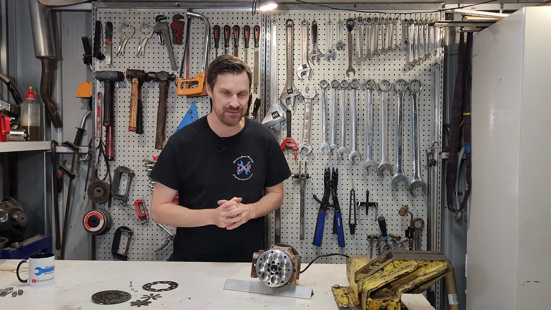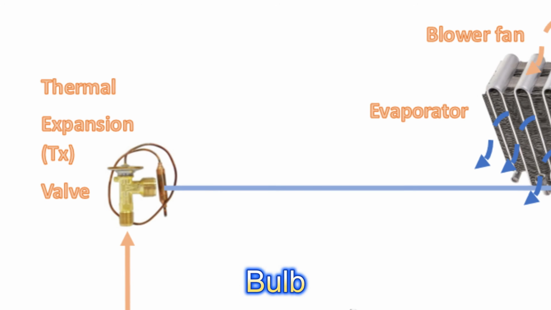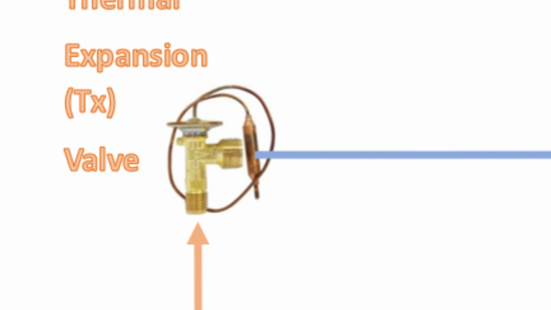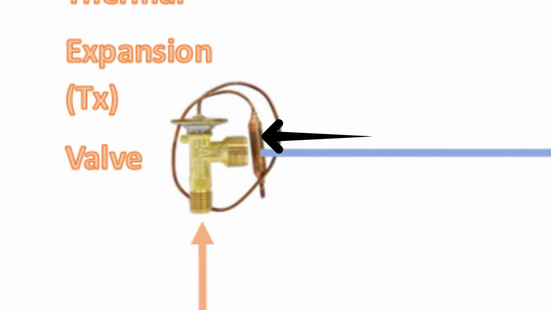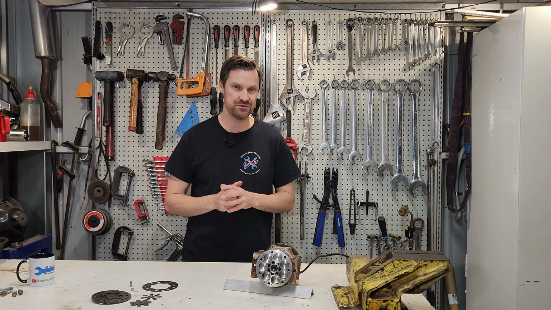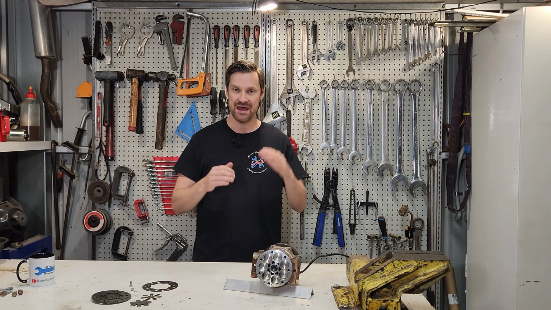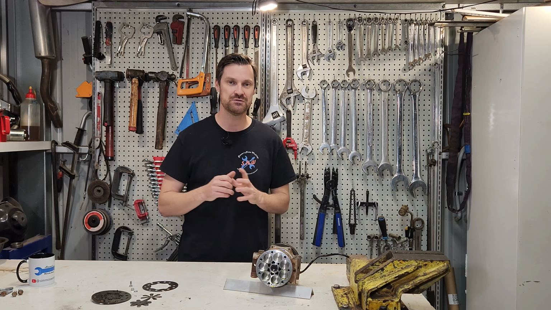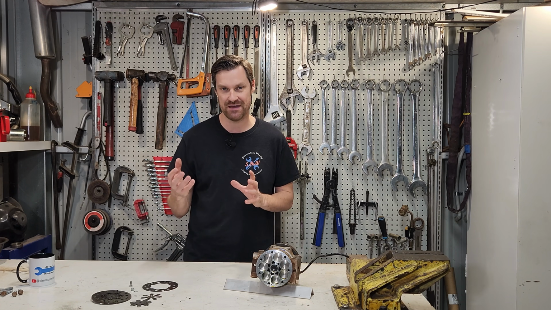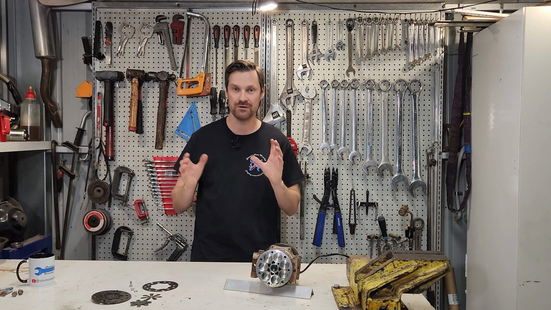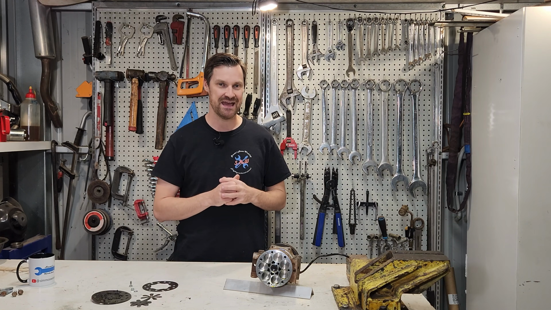With a thermal expansion valve system, we'll have a bulb that is connected to the TX valve in the evaporator. That bulb has a liquid similar to the refrigerant in the system that will behave depending on the temperature of the evaporator. And that will open and close the valve to allow the temperature to be maintained at the evaporator, so the TX valve is controlling just how cold it is in the cabin.